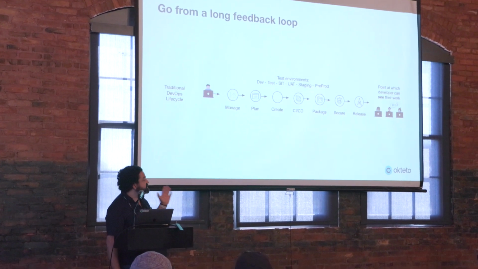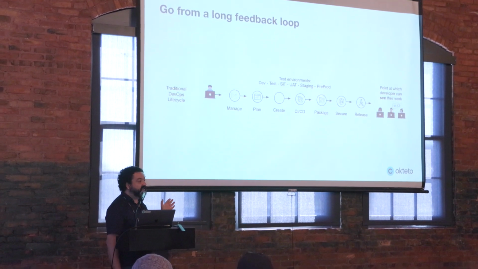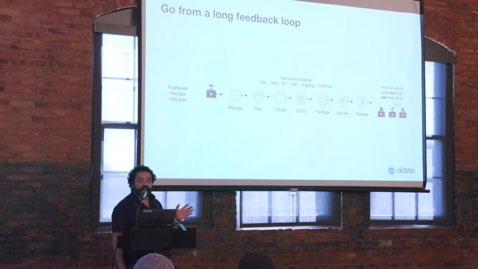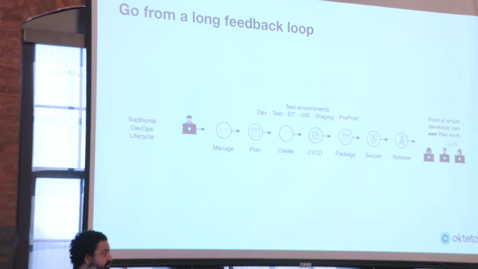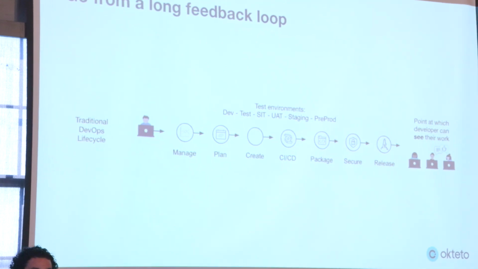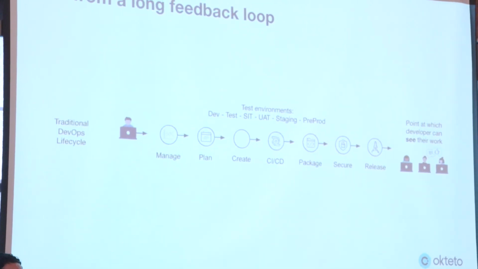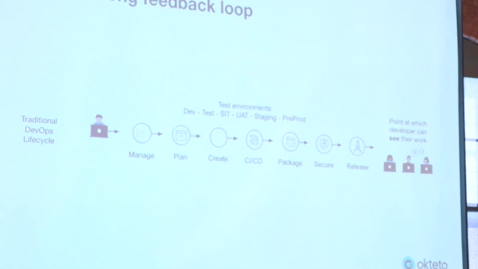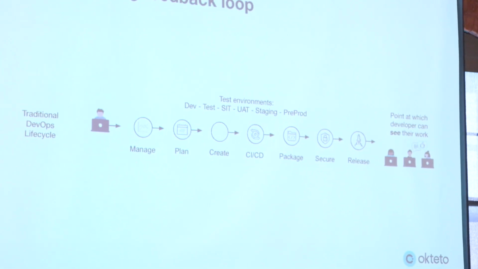This is today the typical feedback loop that a developer building an application in Kubernetes has to go through. You have to write your code, you have to commit, you have to push to a branch, you have to wait for CI/CD to run and build some artifacts. And then if you're lucky, if you have something like preview environments, you can see it there.